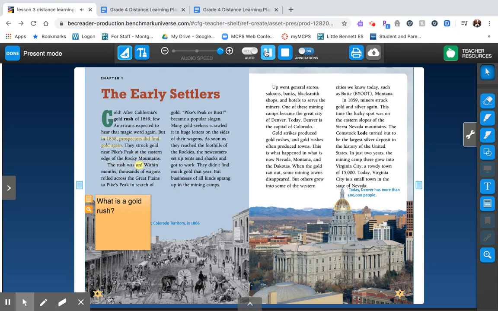The rush was on. Within months, thousands of wagons rolled across the Great Plains to Pikes Peak in search of gold. Pikes Peak or bust became a popular slogan. Many gold seekers scrawled it in huge letters on the sides of their wagons. As soon as they reached the foothills of the Rockies, the newcomers set up tents and shacks and got to work. They didn't find much gold that year, but businesses of all kinds sprang up in the mining camps.